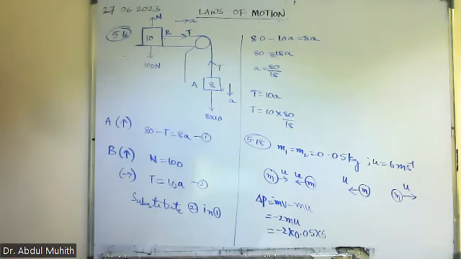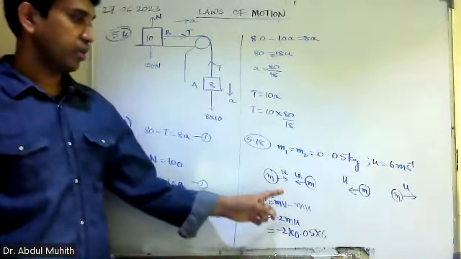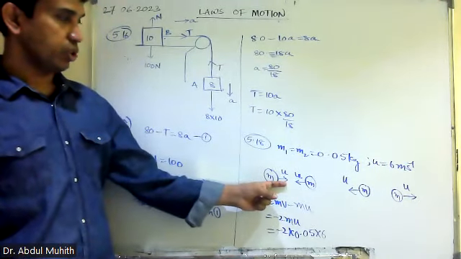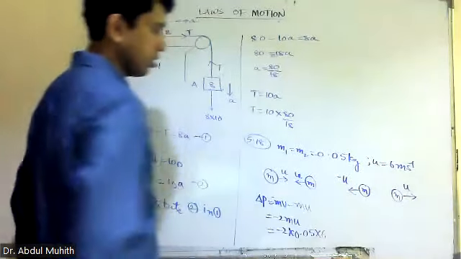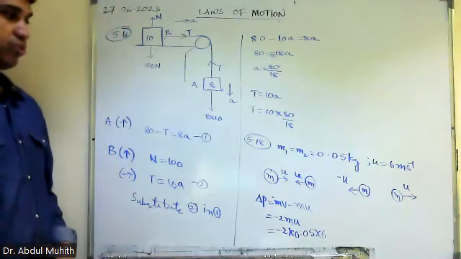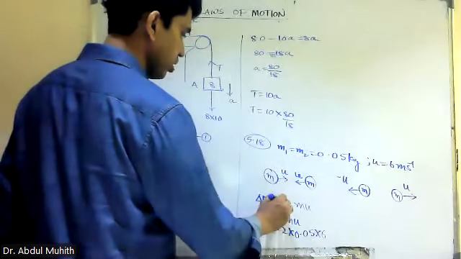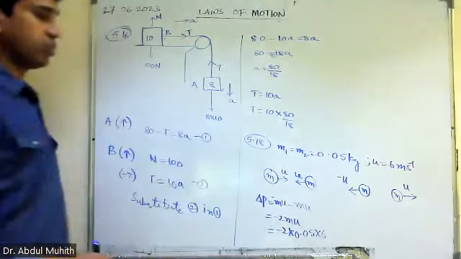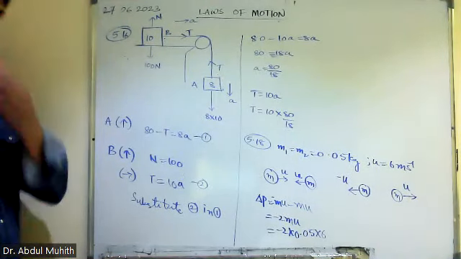So the last part. See here, minus MV minus MU. Why? Going towards U is positive here, but here it will be negative, because it is moving in the opposite direction. So minus MU minus MU, that will become minus 2MU. So that is minus 2 into 0.05 into U. Clear? So that is the answer.